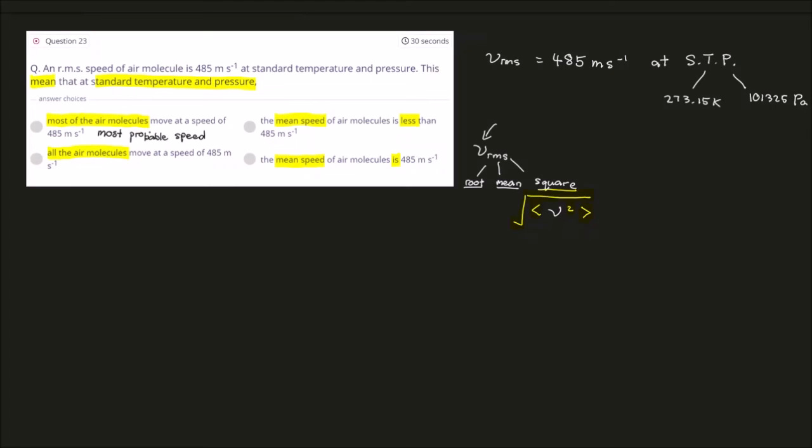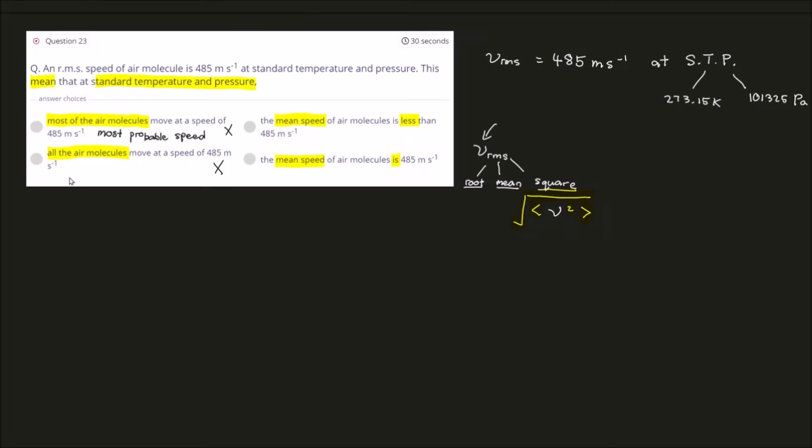VRMS speed is an idea of an average, but a different kind of average, because if you do a proper average, it will cancel out. So this is wrong because that should be the most probable speed. Next, all the air molecules move at a speed of 485 meter per second. No, as I said just now, all of them move at different speeds and they form a spectrum. Some of them are moving fast, some of them are moving slow.